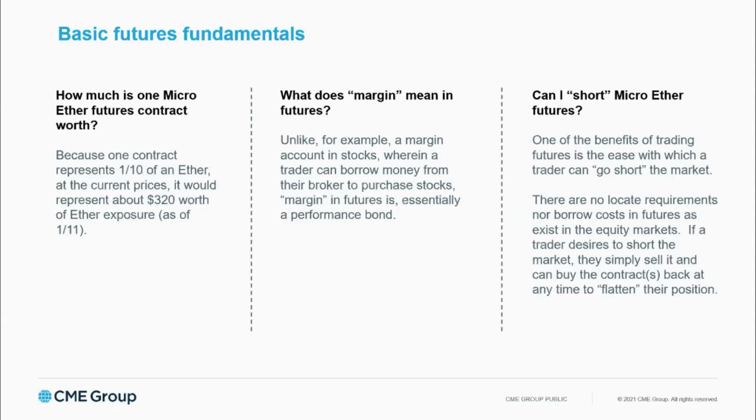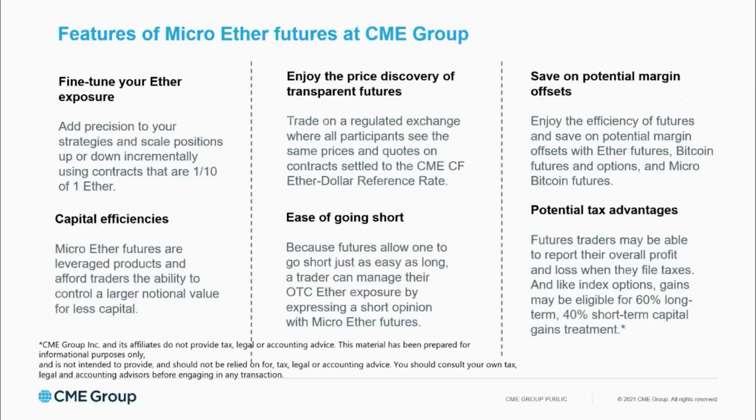Can I short micro ether futures? Yes, you can. Micro ether futures are a futures contract. Right? And one of the benefits of trading futures is that you can go short just as easy as you can go long. So if you wanted to, say, hedge some of your physical ether risk, you own some ether in your Coinbase wallet, and you want to protect yourself from some downside risk, you can go short on these micro ether contracts just as easy as you can go long.